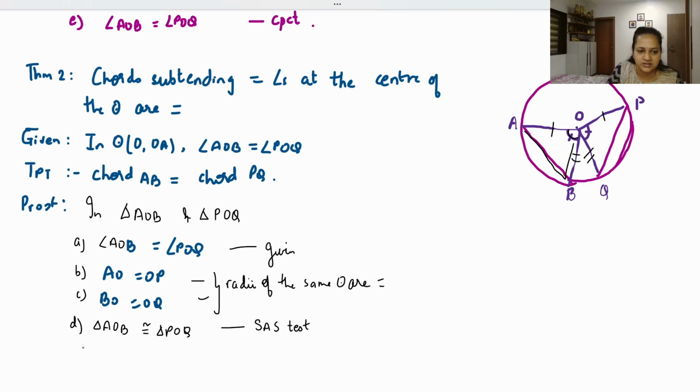Now because these two triangles are congruent, can I say AB is equal to PQ? Why? Because they are corresponding parts of congruent triangles. See, now these two triangles are congruent, so the parts corresponding to it, PQ and AB, will automatically become equal, because they are corresponding parts of congruent triangles. I hope you've understood these two theorems, children.